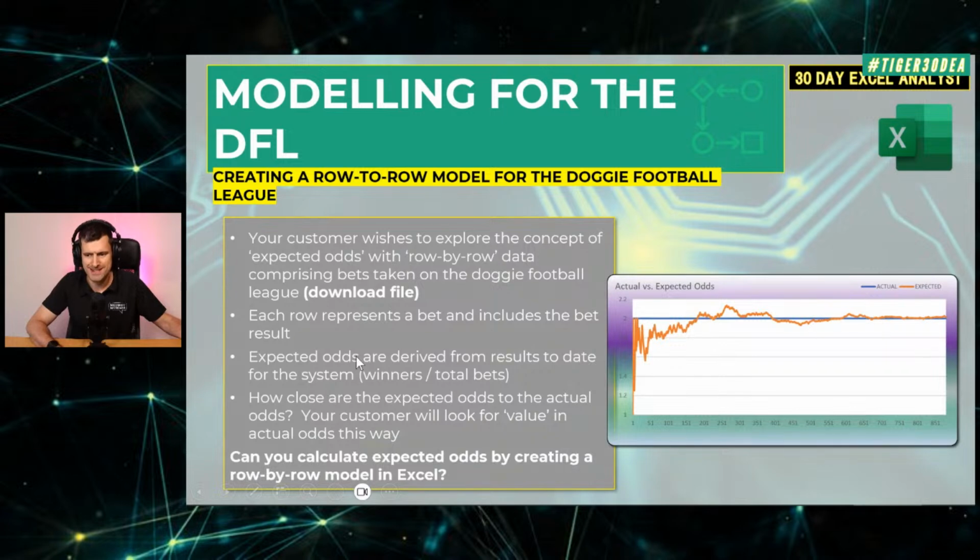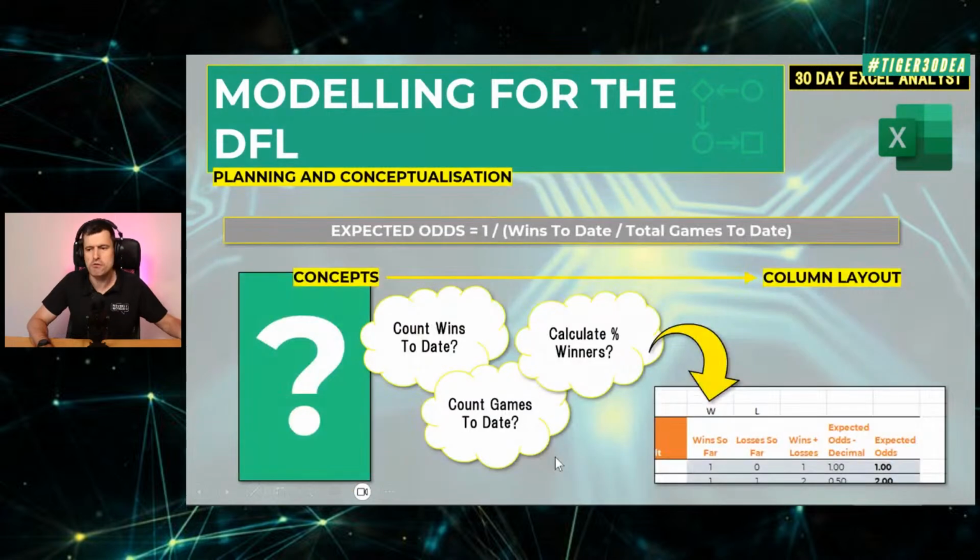I'm not going to go too deep into that. Expected odds are derived from results to date. How close are the expected odds to the actual odds? Your customer will look for value in this way. So can you calculate expected odds by creating a row by row model in Excel? So are we going to jump straight into the spreadsheet? Well, that's not the best way to do it.